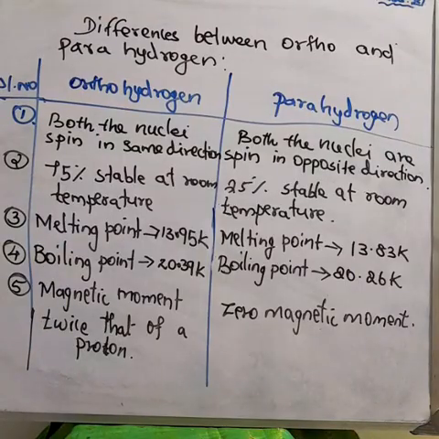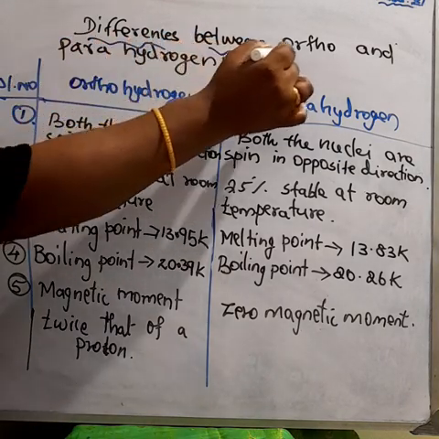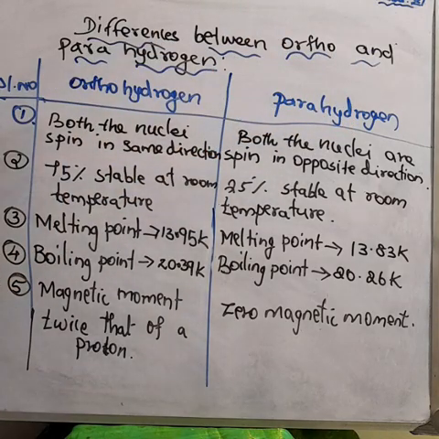And then we are going to study the differences between ortho and para hydrogen. What are the differences between ortho and para hydrogen? Very, very important, all of you note this difference. What is the first point? Both the nuclei are in the same direction.